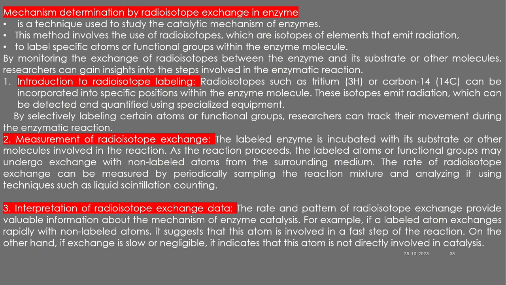The rate of radioisotope exchange can be measured by periodically taking a sample of the reaction mixture and analyzing it through a technique, for example, liquid scintillation counting. This liquid scintillation counting, and various radioisotope techniques, I had already explained during the intermediary metabolism.